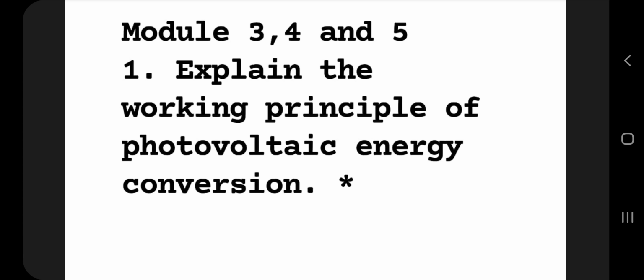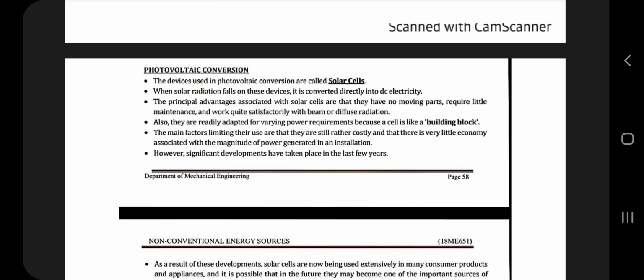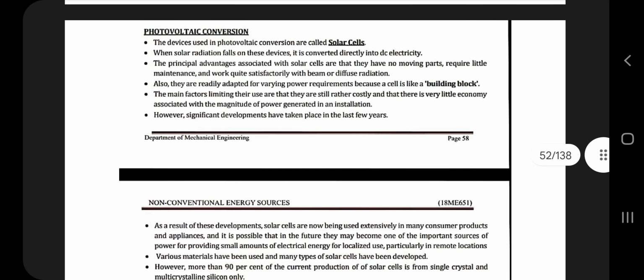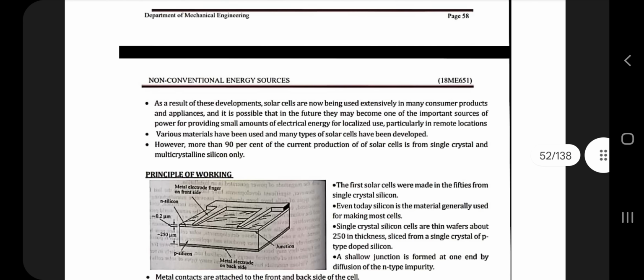Explain the working principle of photovoltaic energy conversion. What do you mean by photovoltaic? Photosynthesis, right? So that's what is mentioned here. In photovoltaic, you will be using, instead of photosynthesis, solar cells. Okay, so if the sunlight comes, how can you make use of the sunlight to produce electricity? That's what the solar photovoltaic conversion means.